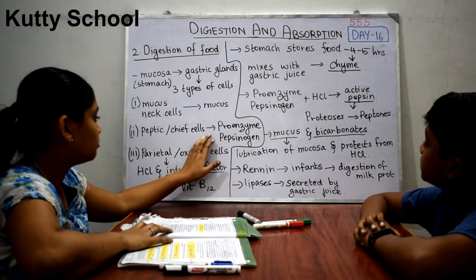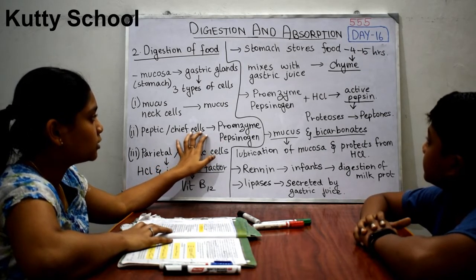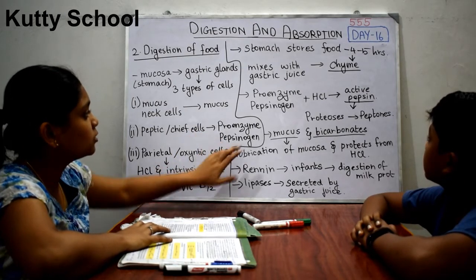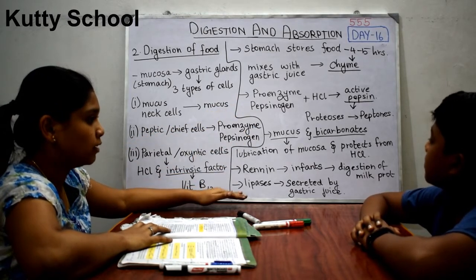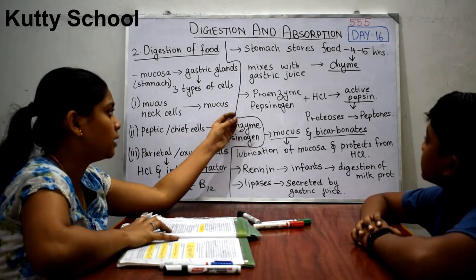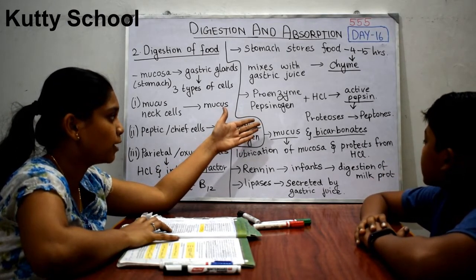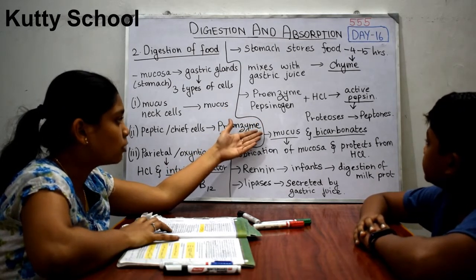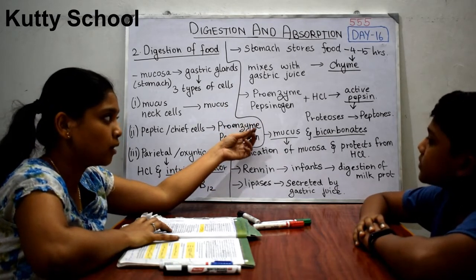The proenzyme pepsinogen is secreted by peptic or chief cells. When pepsinogen reacts with HCl, hydrochloric acid, it becomes active pepsin. Before that, it will not be active; it will be in an immature state. After reacting with hydrochloric acid, it becomes active pepsin. Pepsin is the proteolytic enzyme of the stomach. It converts proteoses into peptones.